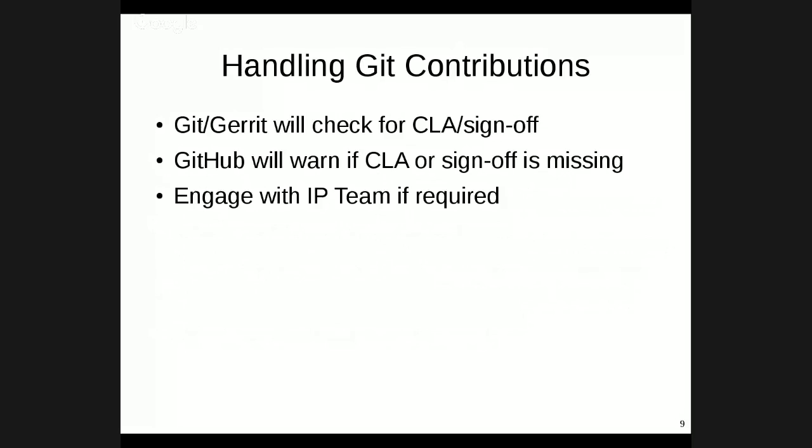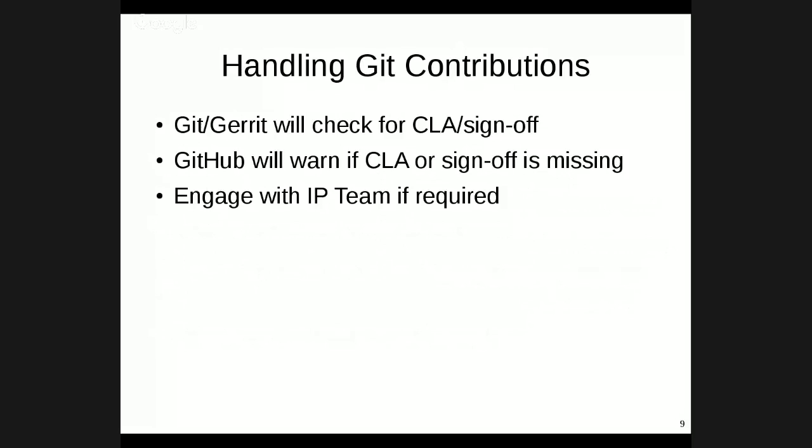Gerrit will only accept a push from a contributor if the CLA exists and the commits are all signed off. So if you're having trouble, and in fact, when they are rejected, there is a fairly wordy message describing why they are rejected. And GitHub will warn you.